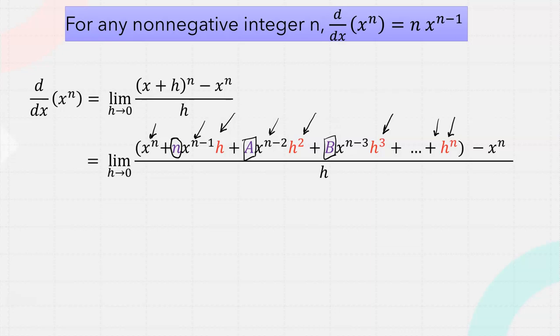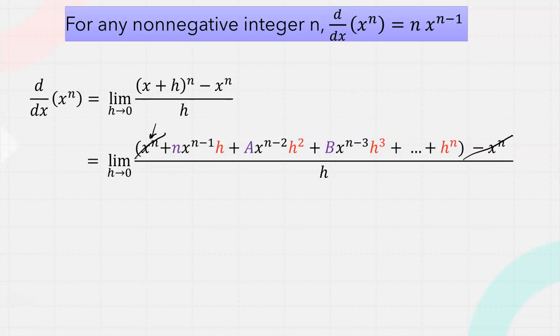Now, x to the n power minus x to the n power is going to be gone. And what you will notice is that everything has an h in it, as in red there.